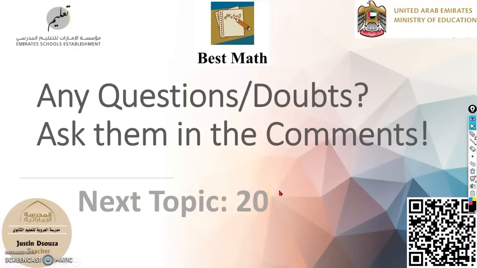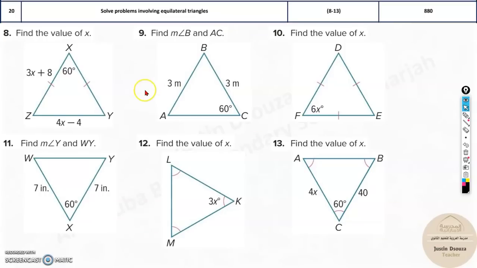The last topic in part 2, the 20th topic. Part 3 is going to be writing. This will be the last one in which you will have 4 options, MCQs. And this is one of the easiest topics. I'll solve it directly because it's about equilateral triangles.